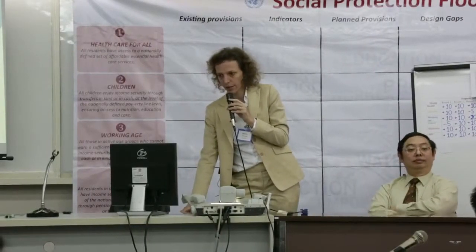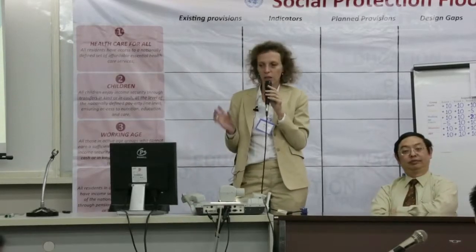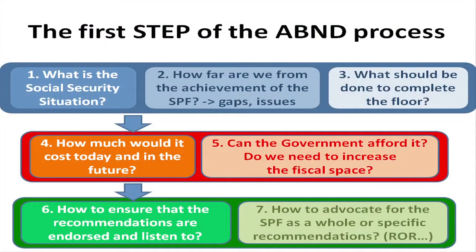As mentioned yesterday, we have 3 steps. So the first step is building the assessment matrix, the second step is costing, and the third step is how to ensure that the recommendations are endorsed by the government and to do a little bit of advocacy, etc., so that the report is not only a report, but it's useful, yeah?